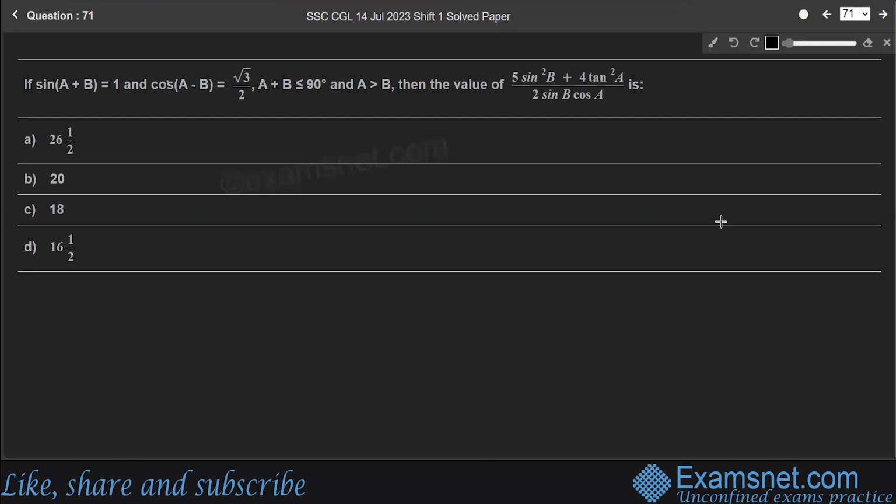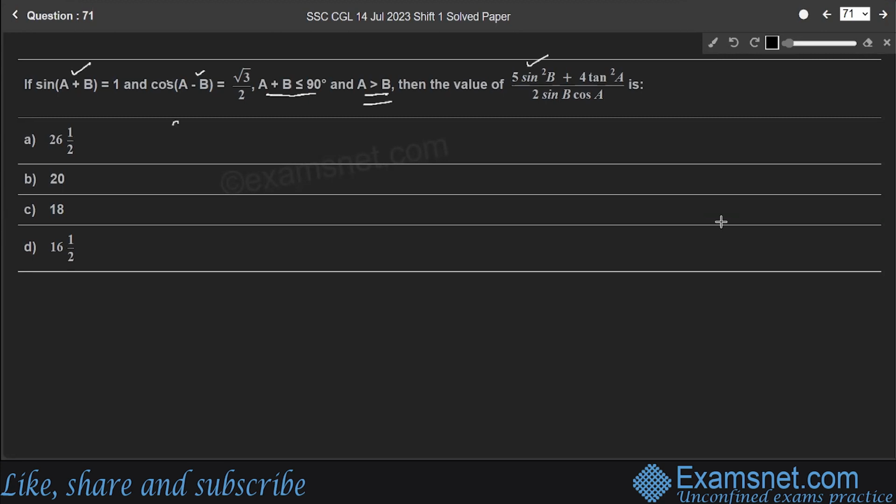Question 71. If sine (A plus B) is equal to 1 and cos (A minus B) is root 3 by 2, and A plus B is less than or equal to 90 degrees and A is greater than B, then the value of the given expression (5 sine square B plus 4 tan square A) whole divided by 2 sine B cos A is equal to.